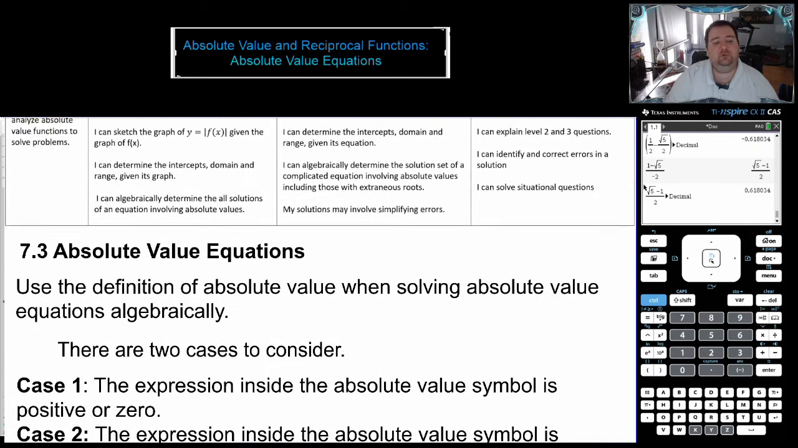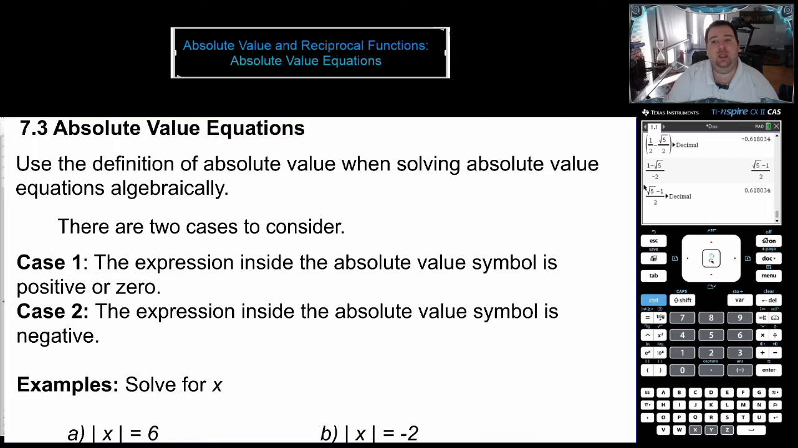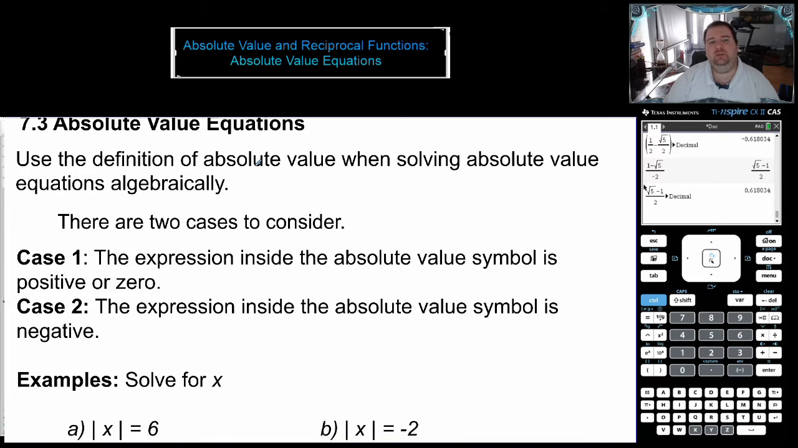Today we're going to be continuing our unit on absolute value and reciprocal functions. We're looking at absolute value equations, and we're going to be using the definition of an absolute value when we're solving for absolute value equations algebraically. The first thing we'll learn is that there are two cases you need to consider.